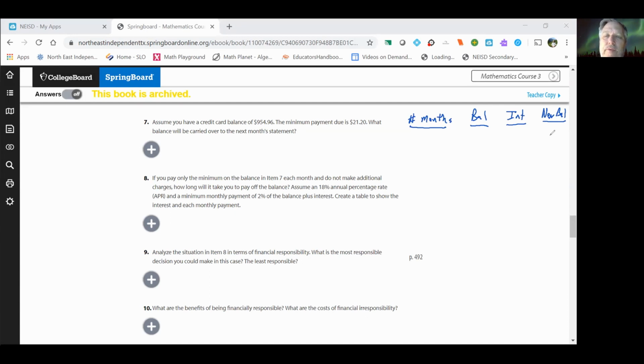All right. So after the first month, we already have that done. The first month, we had a balance of $933.76. Now what we need to do is figure out what the interest is on that. It's 18%, but that's annually. So that's going to be 1.5% monthly, because 18 divided by 12.